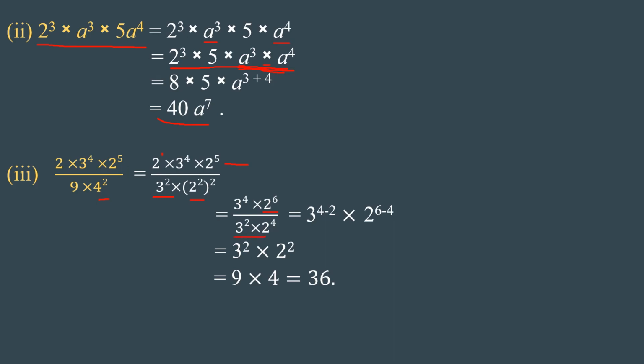If we come to the denominator, 3 power 2 into 2 power 4. If we observe here, 3 as base, they are dividing. So their exponents should be subtracted. That is 3 power 4 minus 2 into 2 as a base. They are dividing, so their exponents must be subtracted. 2 power 6 minus 4. That is 3 power 2 into 2 power 2. 9 into 4, that is 36.